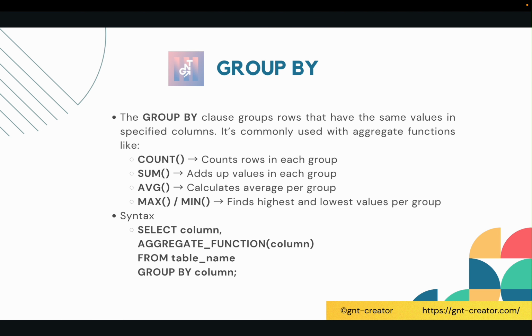Now let's talk about GROUP BY, grouping data for analysis. The GROUP BY clause groups rows that have the same values in specified columns. It's commonly used with aggregate functions like COUNT, which counts rows in each group. SUM adds up values in each group. AVG calculates the average per group. MAX and MIN find the highest and lowest values per group. So here, as you can see, the syntax. And let's see how it works.